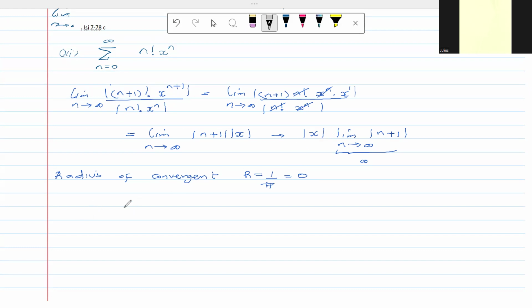And let's find the interval of convergence. We know that the absolute value of x minus c should always be less than R. In this case, we have our R as 0, and in our question we have x, so our center is 0 and the radius is 0. If you draw a number line, we have our center of convergence there, and the radius is 0. That means this series has the interval of convergence as a singleton, 0.